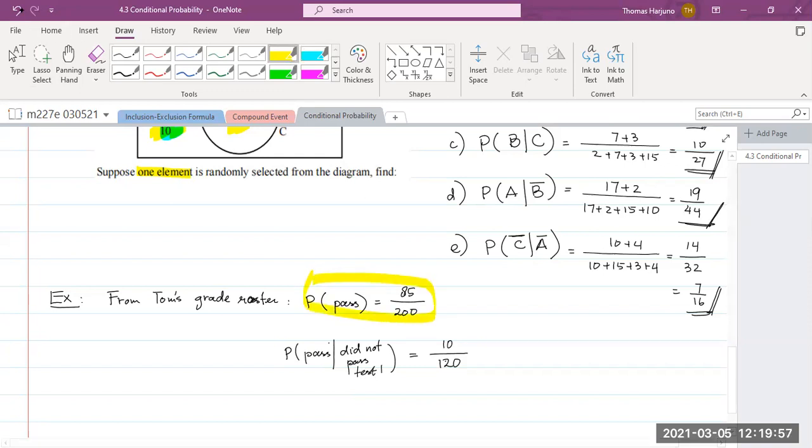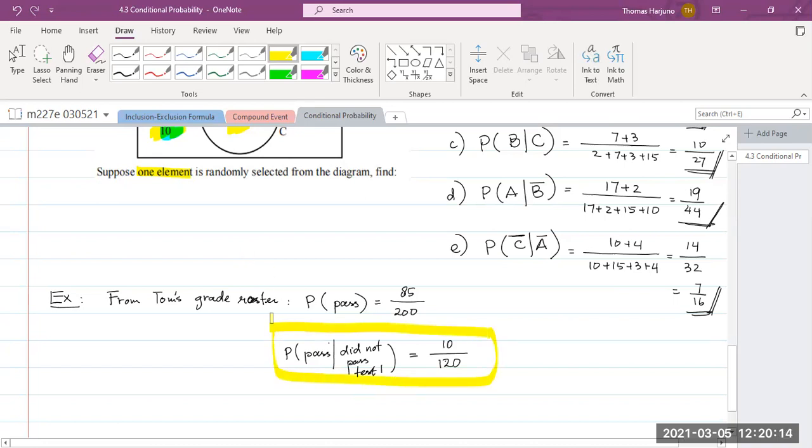Okay, but after test 1, Thomas, what is the probability I pass the class? Then I ask you first, did you pass test 1? Did you pass it or not? If you didn't pass it, then your number is this. Okay, but Thomas, before the test, you said that the probability somebody passed the class is 85 over 200. That's true, but you say I, right? It refers to you who did not pass test 1. Your probability is a lot lower.